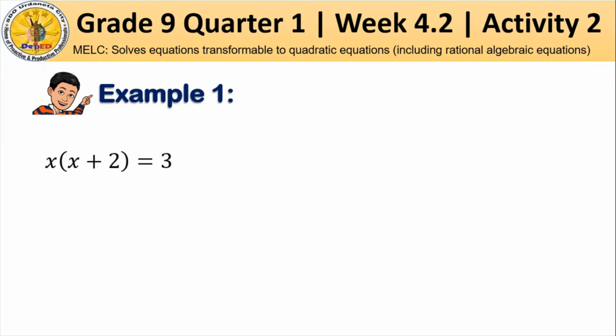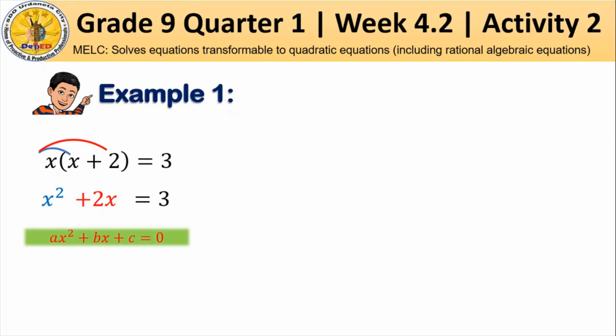X times the quantity x plus 2 is equal to 3. By distributive property, x times x is x squared. X times 2 is 2x. That is equal to 3. Next is to transform this equation in the form ax squared plus bx plus c is equal to 0. That is x squared plus 2x minus 3 is equal to 0.